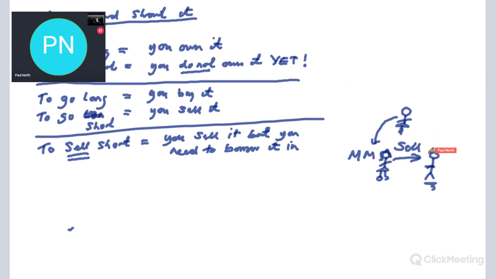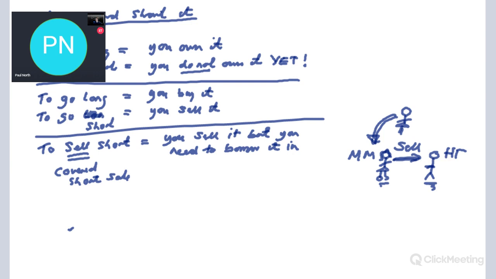Now, let me just give you a bit more context to this. This is also known as a covered short sale. Why are we using the word covered? Because she, the market maker, agrees to sell to this participant here. He could be a hedge fund. Maybe she's selling some stock. She doesn't own the stock. So she says to the hedge fund, no problem, because it's easy for me to cover myself and borrow it in. Therefore, I can sell it on.